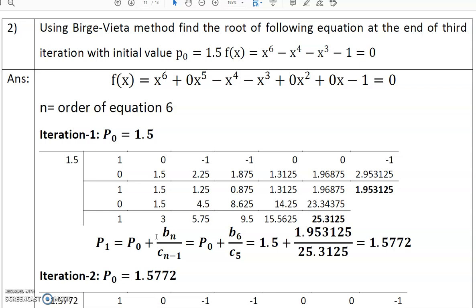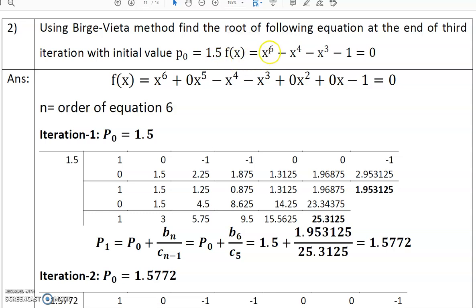Okay, let's solve the next example, which is based on this numerical method. Here we have to use synthetic division for the calculation to find the root of a polynomial equation, that is, use of the Birge-Vieta method. So using the Birge-Vieta method we have to find the root of this equation which is near to 1.5. The initial value is given as 1.5.